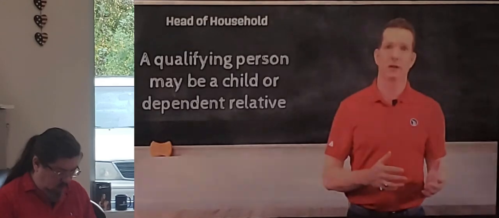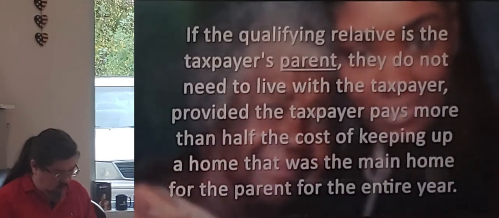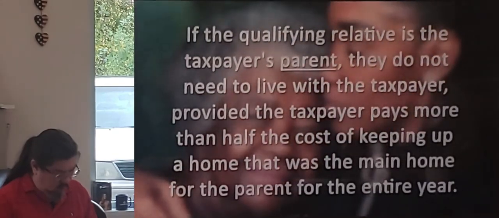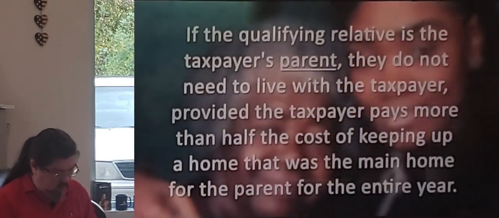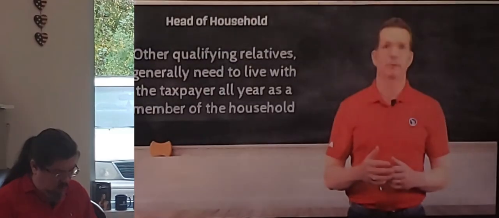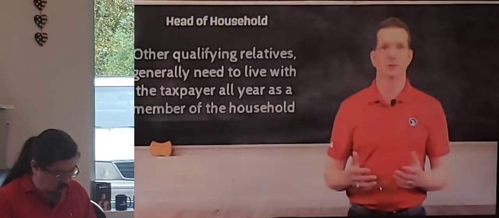The head of household filing status is designed for unmarried taxpayers who provide more than half of the financial support for their household and have a qualifying person living with them for more than half of the year. A qualifying person may be a child or dependent relative. Notably, if the qualifying relative is the taxpayer's parent, they do not need to live with the taxpayer, provided the taxpayer pays more than half of the cost of keeping up the home that was the main home for the parent for the entire year. For other qualifying relatives, they generally need to live with the taxpayer all year as a member of the household.